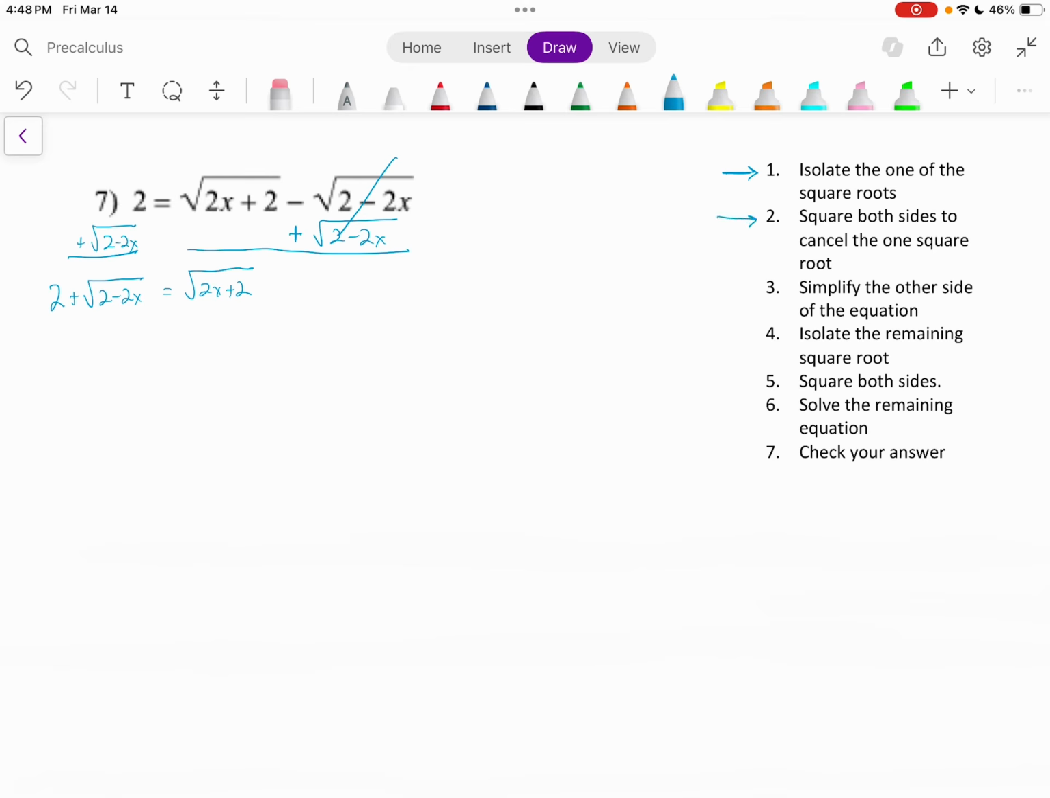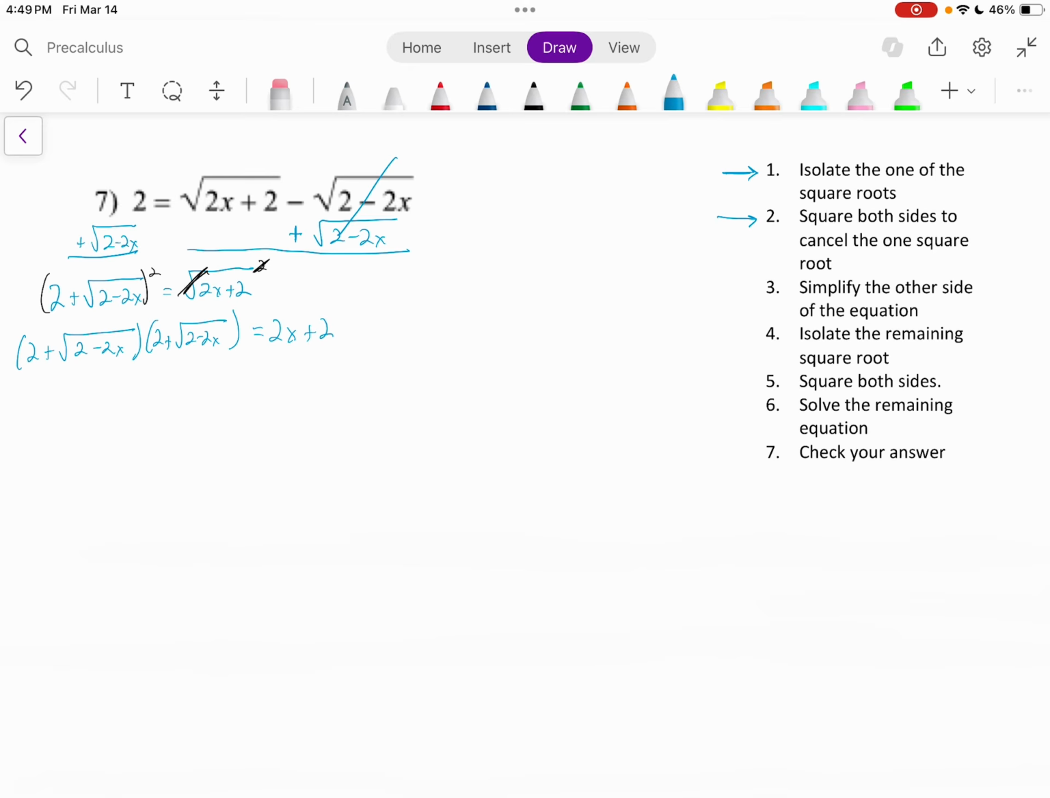On to step 2. Square both sides to cancel one square root. So we will go ahead and square both sides. Now on the right side, this is why we're squaring, because the square root cancels with the squared. On the left side, we need to multiply this out. This is multiplied by itself. And on the right side, that canceled, so we're just left with 2x plus 2.